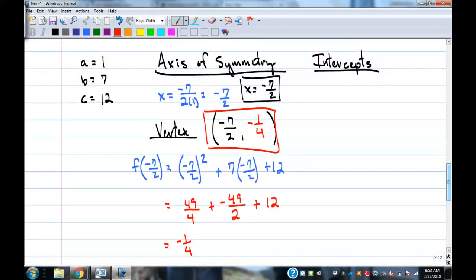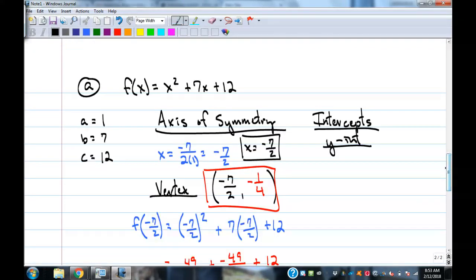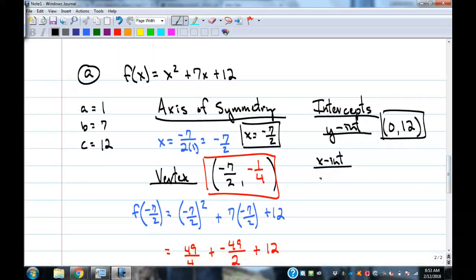All right, intercepts. Start with the easy one, the y-intercept. We know from our equation, since it's in standard form, what's the y-intercept? 0, 12. The ordered pair 0, 12. And then we can do x-intercepts by taking the equation and setting it equal to 0, and you solve it by whichever method you want to.